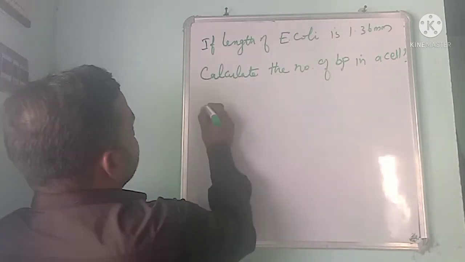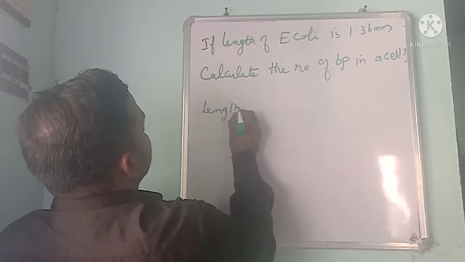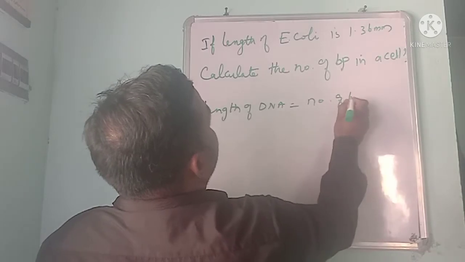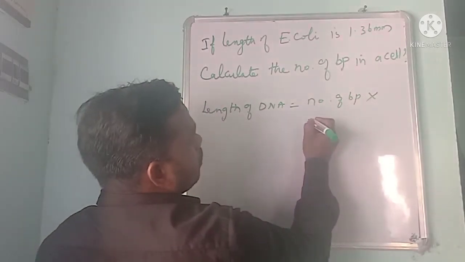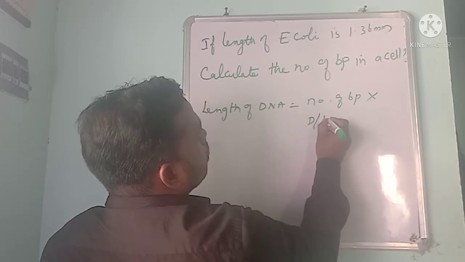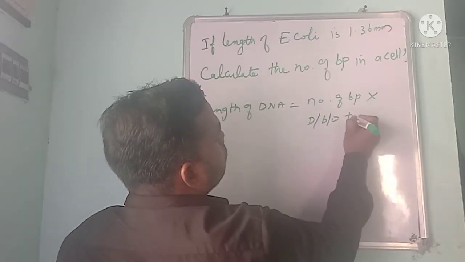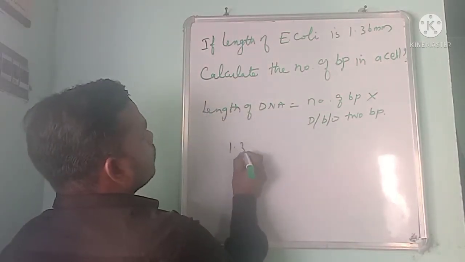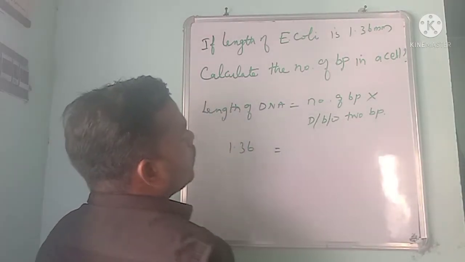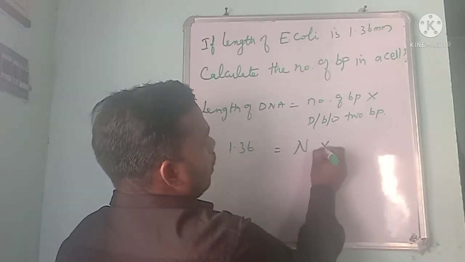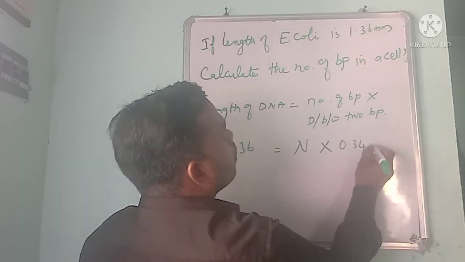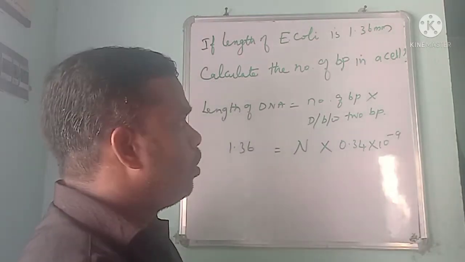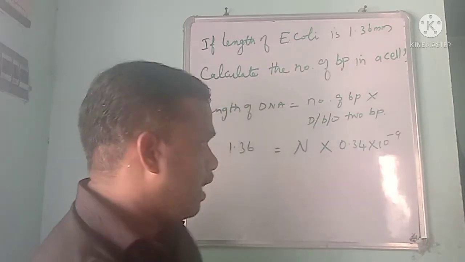So what is given? The length of the DNA is given. The length of DNA is equal to the number of base pairs multiplied by the distance between two consecutive base pairs. So the length of the DNA is given as 1.36 and we do not know the number of base pairs, so we consider it n and multiply with 0.34 × 10^-9. That is nanometer, where 1 nanometer is equal to 10^-9 meters.